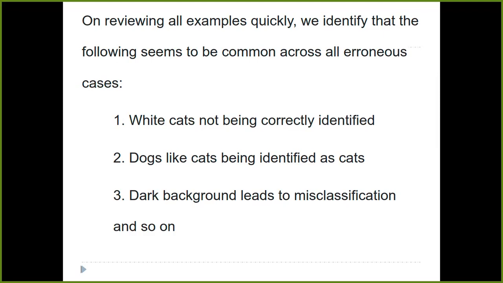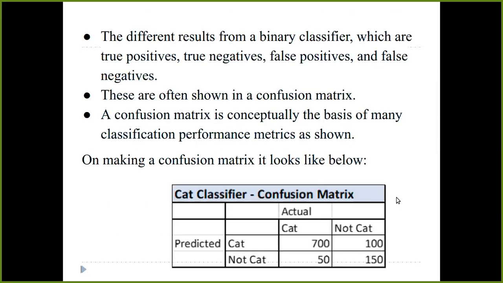Second one, dogs like cats being identified as cats. Okay. So this can be another case. Some dogs which just look like a cat will be identified as cats. And the third reason is that a dark background leads to misclassification, and so on. So here, because of these three main reasons, I'm losing the accuracy of my algorithm.